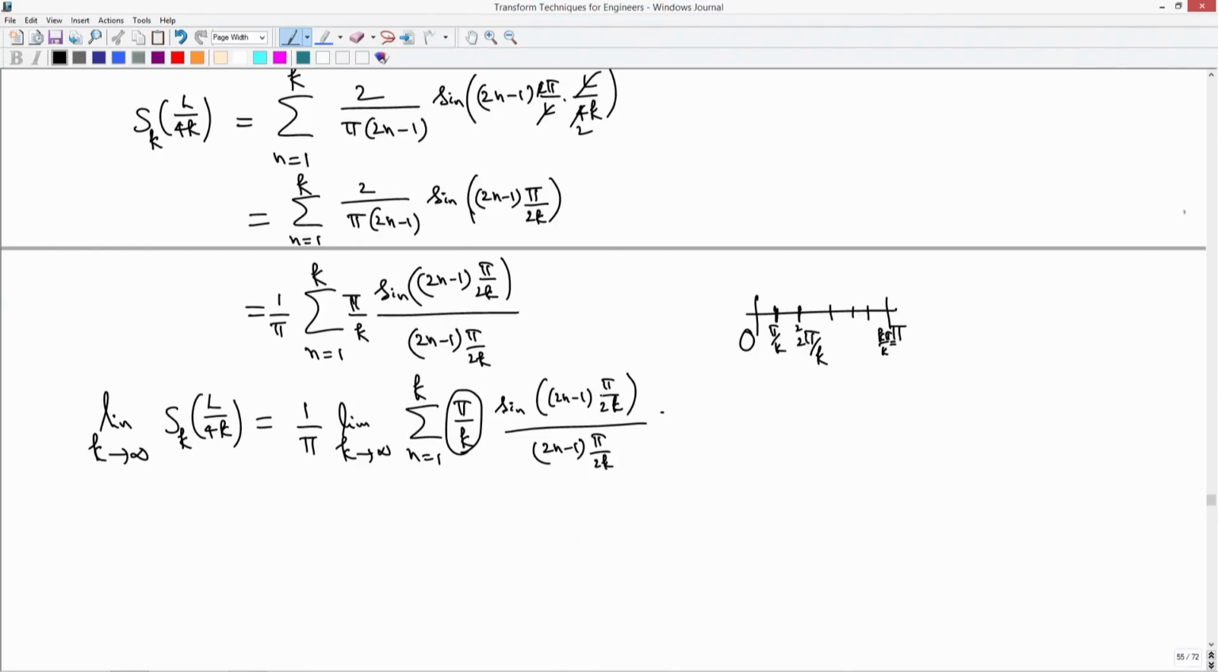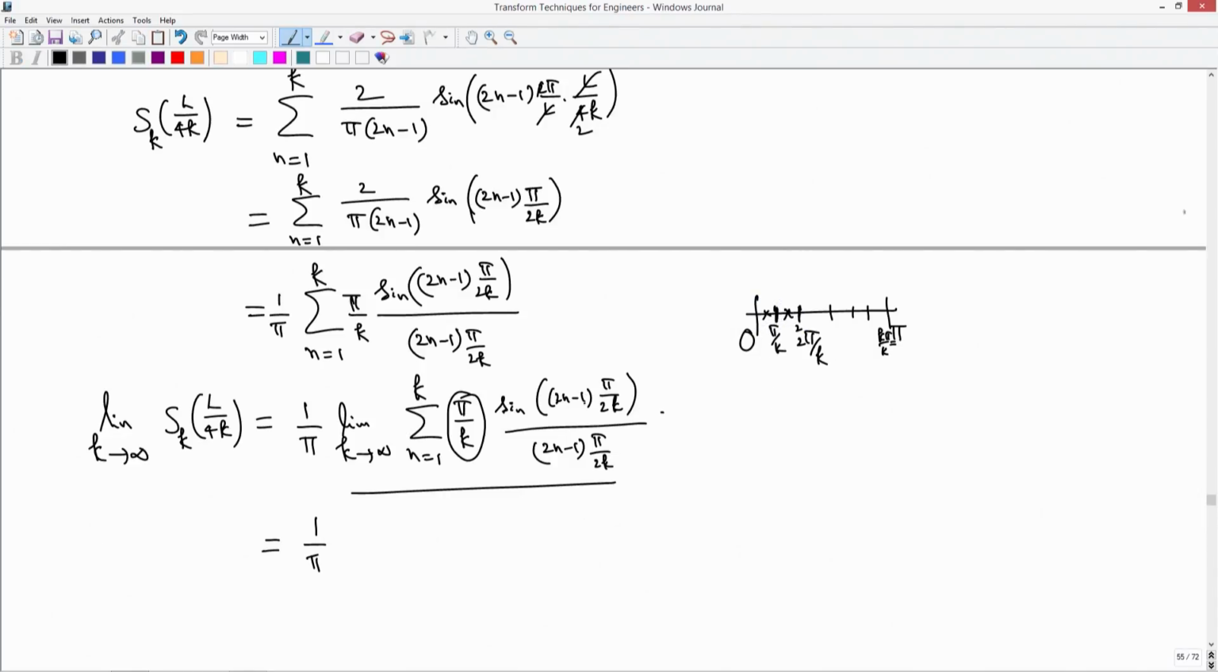So, 2n minus 1 by 2 will always be in between. When n equals 1, this is half, so you are going to be here. If n equals 2, it is 3 halves, so you are going to be here. So, it is exactly the middle of the sub-interval. So, this is exactly equal to 1 by pi times the limit, where pi by k is the interval length and we take the function value at this middle point.